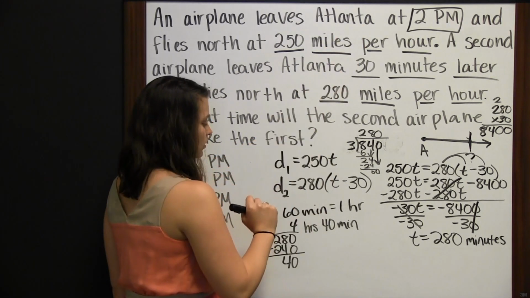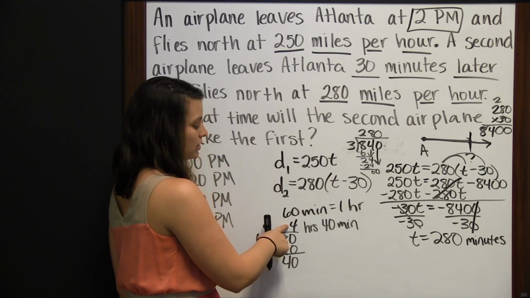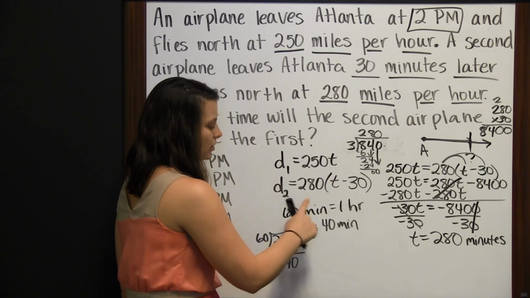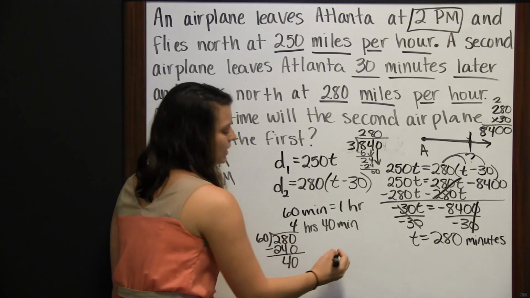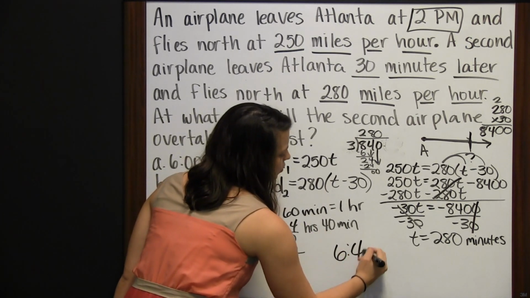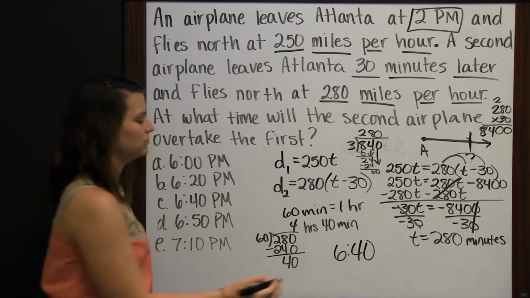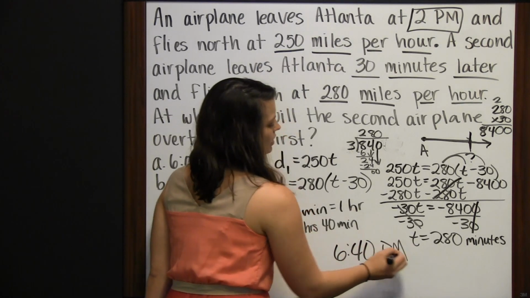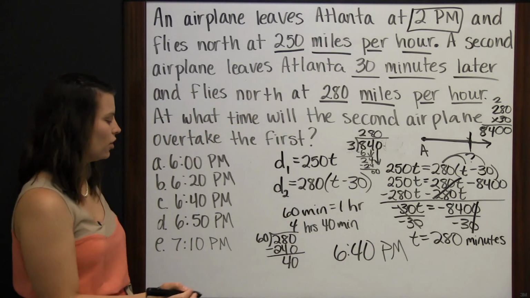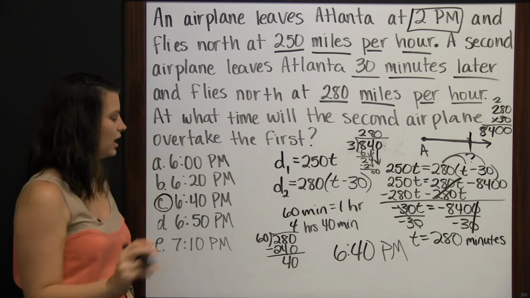So 2 plus 4 hours is 6, and 40 minutes. So 6:40 p.m. is when that second plane overtook the first. Answer C.